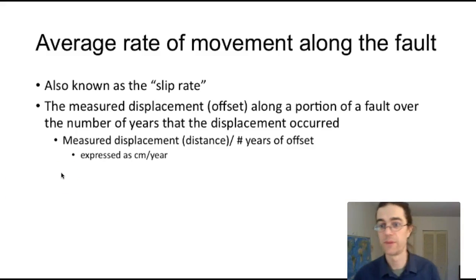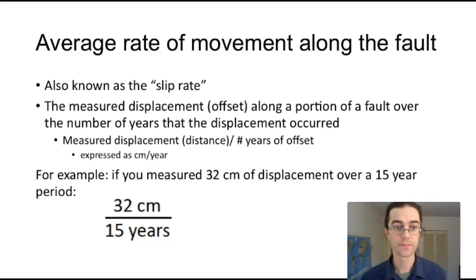So to move into a little bit of the exercise then for this lab, we want to start calculating the average rate of movement along the fault. This is also known as the slip rate. This is the measured distance along a portion of a fault over a number of years that the displacement has occurred, generally expressed in terms of centimeters per year.